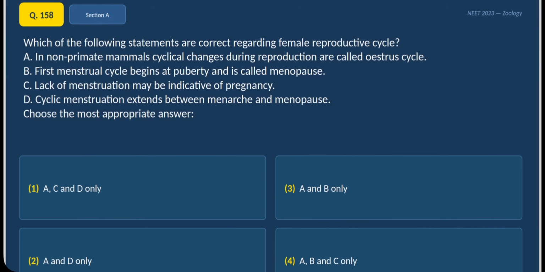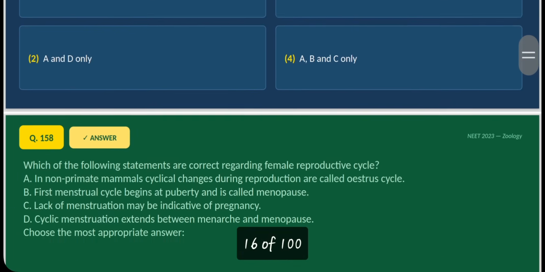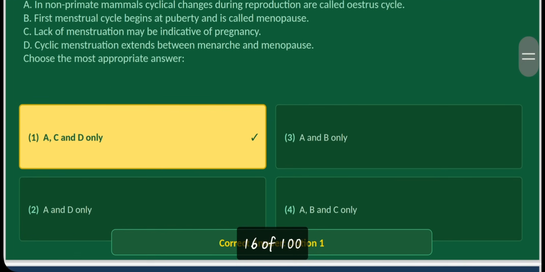Then, lack of menstruation may be indicative of pregnancy. Then, cyclic menstruation extends between menarche and menopause. So choose the most appropriate answers. Following statements, which of them are correct? The correct options are A, C and D only, the first option.